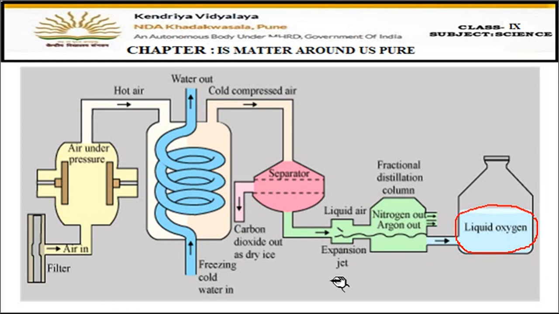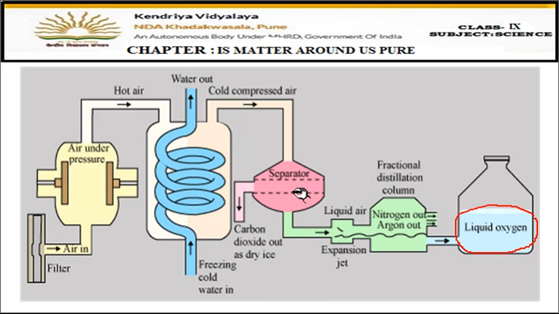Okay, so let me revise once again: once the air is let into a chamber where it is pressurized, it changes into liquid form. This hot air will then move to a water-frozen chamber, so it becomes cold compressed air. This is then passed into a separator chamber where carbon dioxide is separated as dry ice.